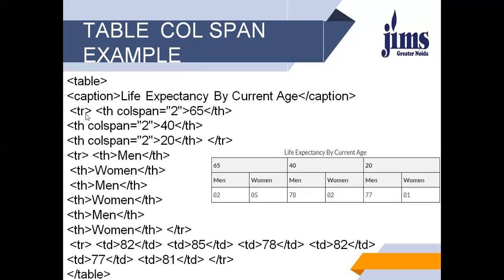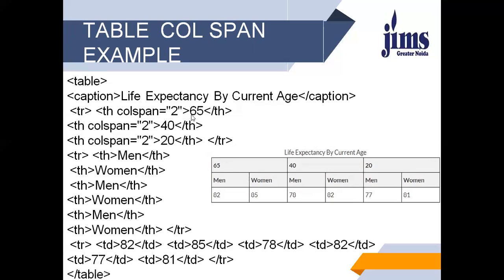Then you are using this TR tag. In the TR tag, you want to give a header. So you are using TH and then you want colspan in this header. So you are mentioning colspan is equal to 2. It means you want to merge 2 columns. So here you are spanning 2 columns.